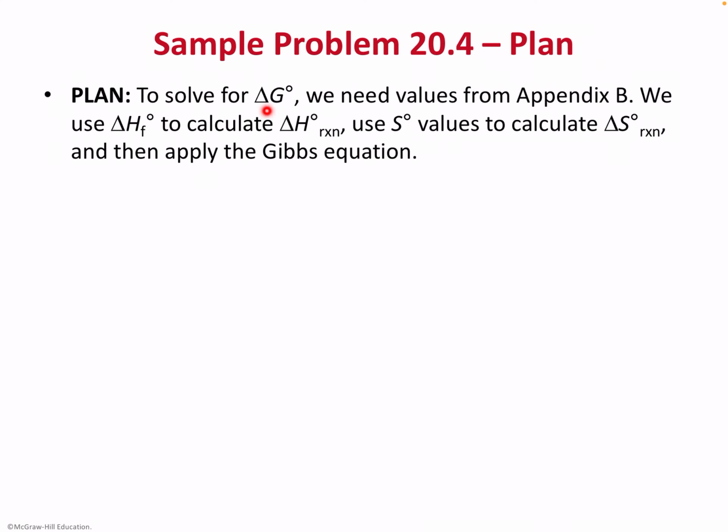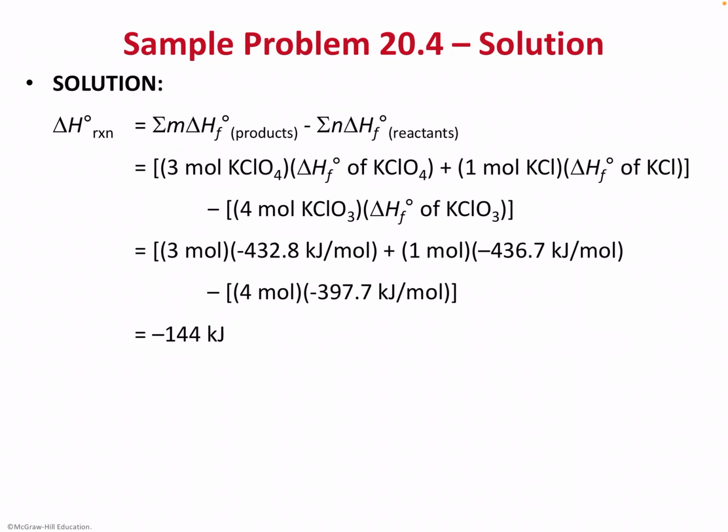To solve for delta G, we need values from the appendix. We use delta H formation values to calculate delta H of the reaction and entropy values to calculate the delta S naught of the reaction. And then we can apply the Gibbs equation. First, we have to calculate the delta H for the reaction. Remember, we use this formula: the sum of all the delta H values for the products minus the sum of all the delta H values for the reactants.